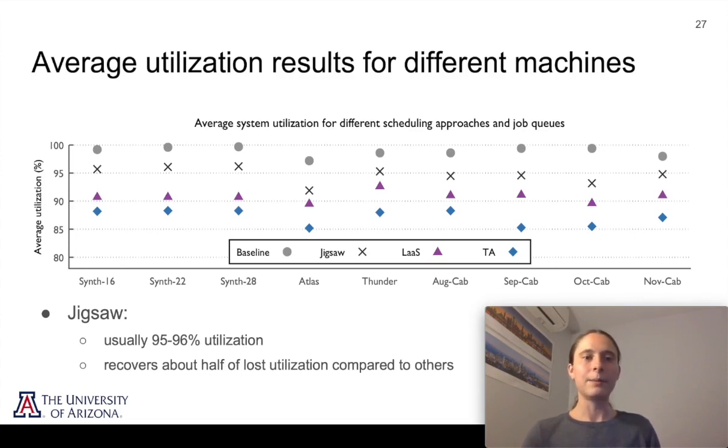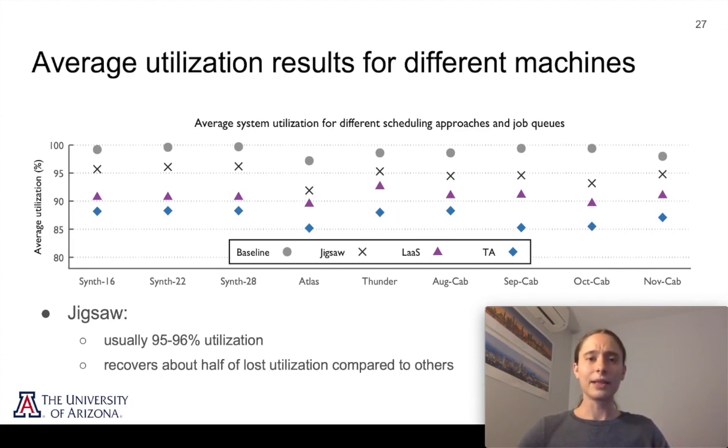So we see the baseline, which are the gray dots, often achieve utilization close to 100%. And then Jigsaw, which are the x's, achieve utilization at or above 95% in most of the cases, and are within about 5% of the utilization of baseline scheduling. The next best competitor is LOS, which is more typically around 90% utilization. And then TA comes in third with between 85 and 90% utilization.